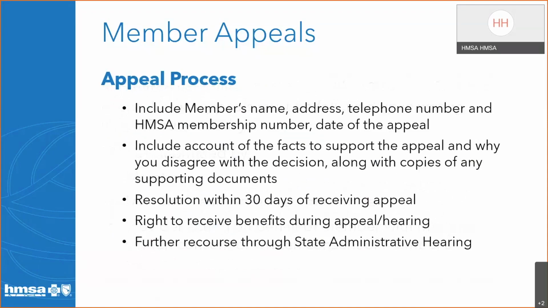Member appeals should include information about the member, a description of the situation, and why the member disagrees with the decision. Supporting documents should be submitted at the same time. A response will be sent within 30 days of our receiving the appeal. If the member disagrees with the outcome, they may request an administrative hearing. During the appeal and hearing process, the member has the right to continue to receive benefits. Those would be subject to recoupment if denials are upheld.